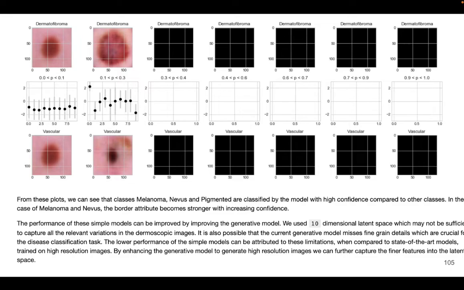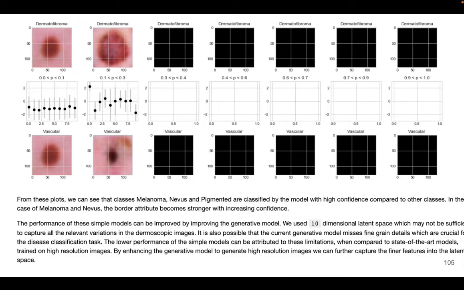Here you can see, if we plot, let's say, the confidence P of the model predicting one of the classes. We have 4 classes: melanoma, nevus, pigmented, dermatofibroma. Some are classified with high confidence compared to other classes. And you can see, when you go from left to right, the confidence P of the model changes, and when you move to the right, there are no samples with really high confidence.